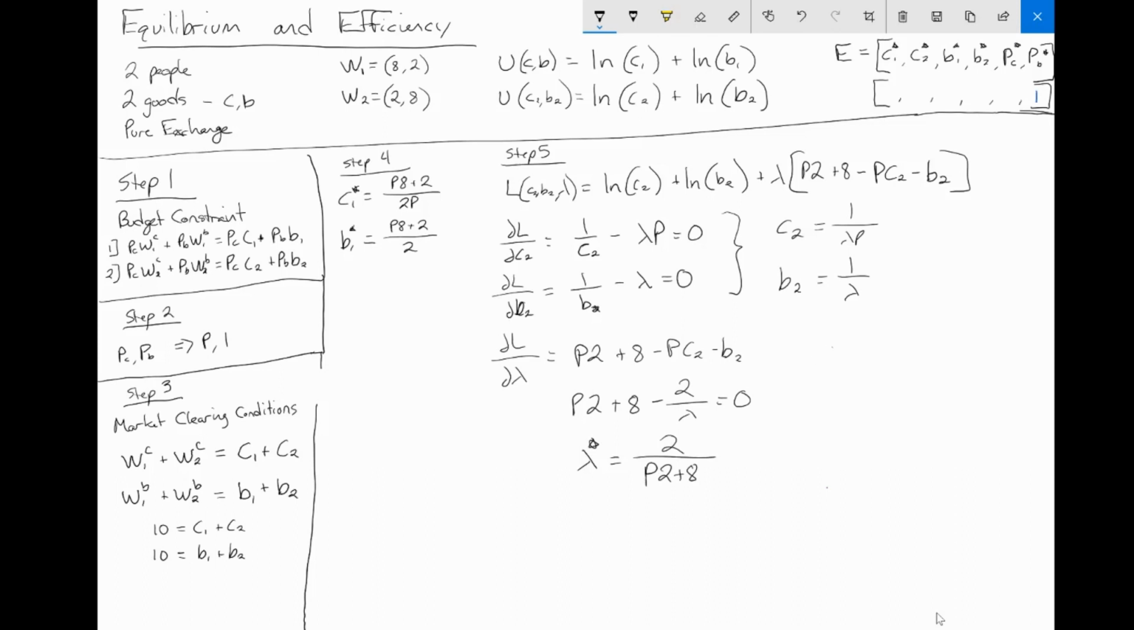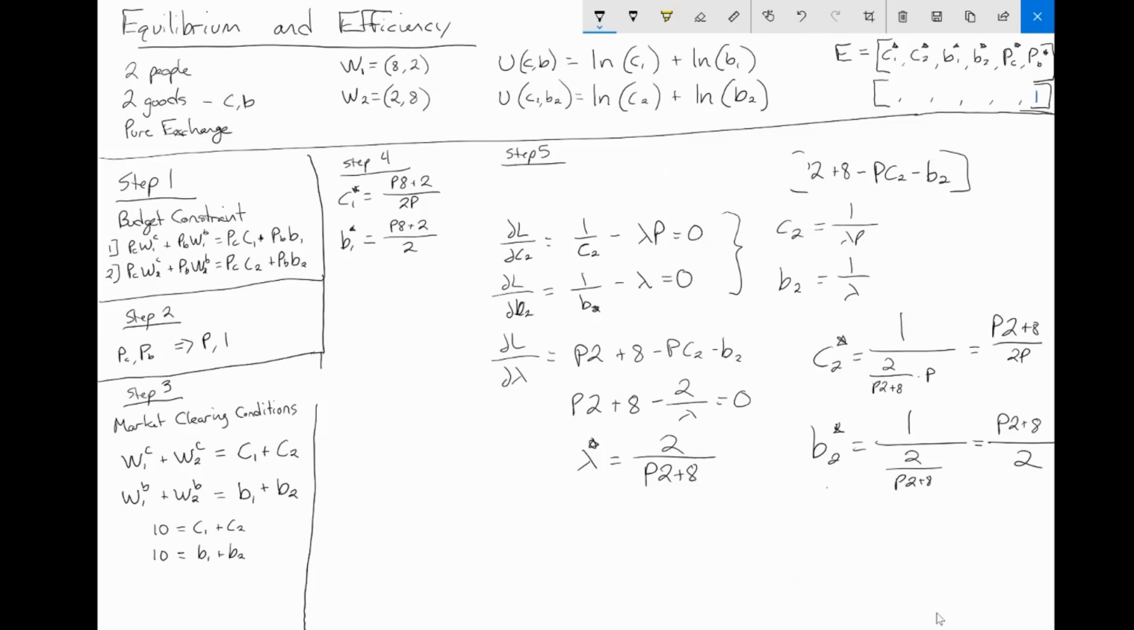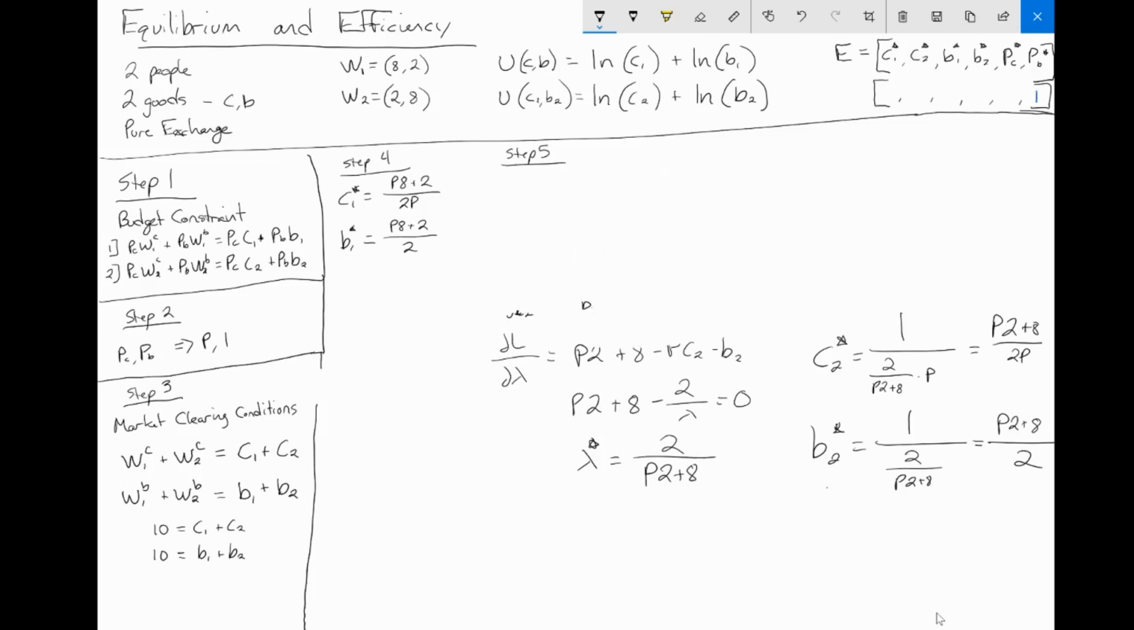Plug this back into here, so we get C2 star equals 1 over 2 divided by P2 plus 8 times P, which is P2 plus 8 divided by 2P. B2 star equals 1 over 2 over P2 plus 8, which equals P2 plus 8 divided by 2. All right, so there we go. There's step 5. We've solved person 2's utility maximization problem.